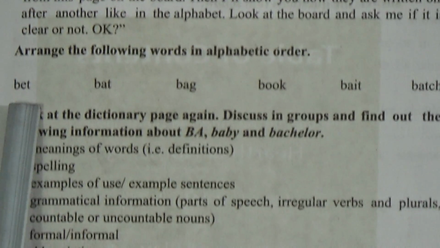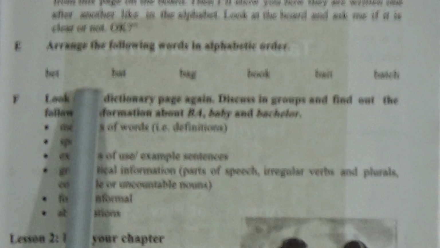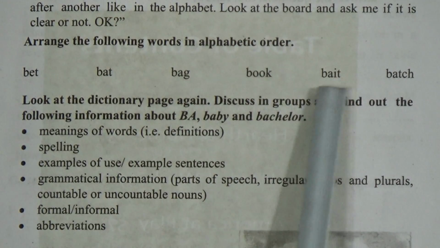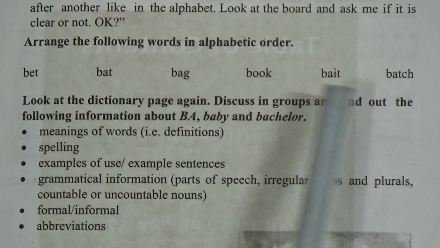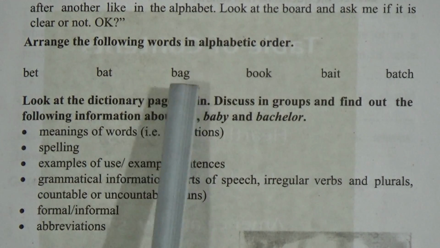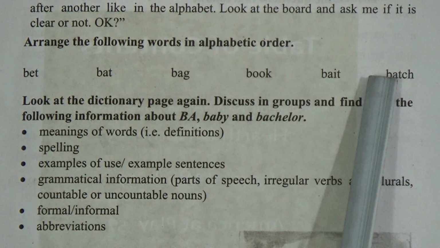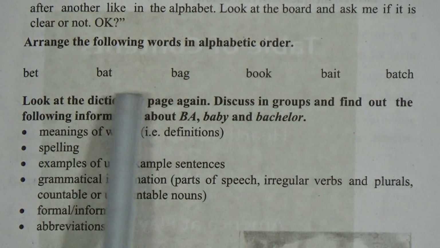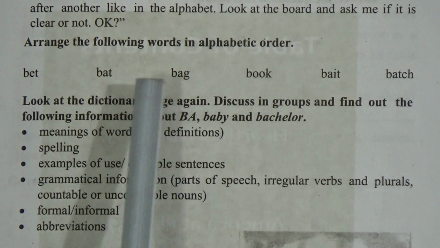So in B, some words are given here. Let's arrange this alphabetically. The words bait, bat, bag, book, bet and batch are given here. So can you guess which word will come first? After B, A will come first alphabetically. So bat, bag, bait or batch. Any one from these four words should be the one. Okay, let's see which one comes alphabetically first.